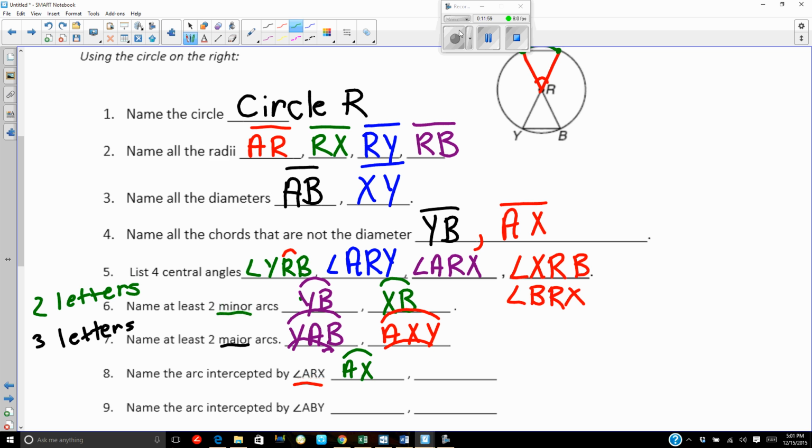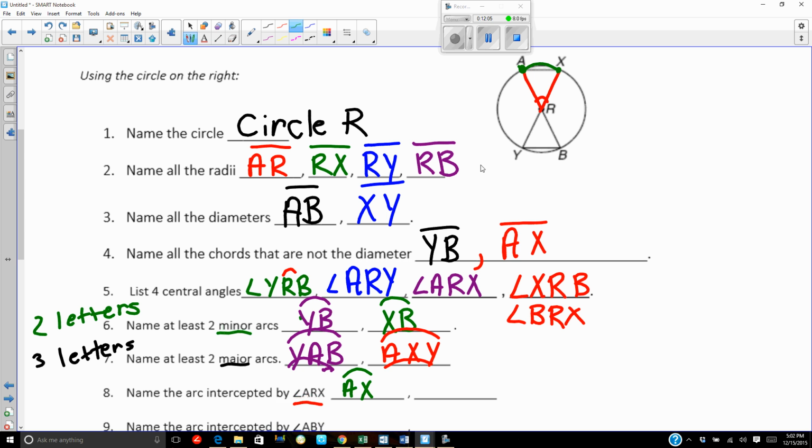Similarly, try to find the arc intercepted by angle ABY. So now we want to find the arc intercepted by angle ABY. So I'm going to erase this. I'm going to locate angle ABY.